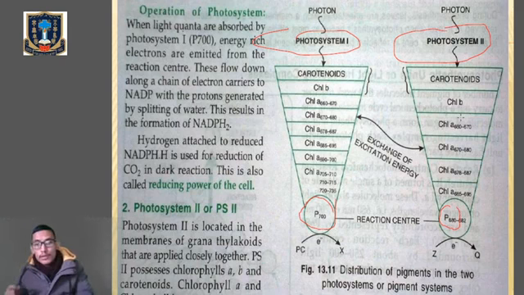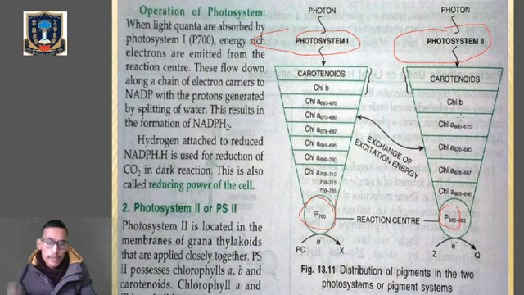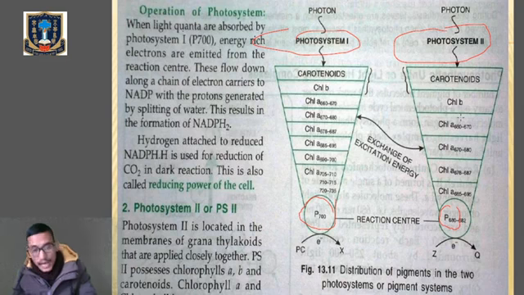Now why is it called P700? Because it absorbs light of wavelength how many nanometers? 700 nanometers. So PS1 has the reaction center of chlorophyll A molecules and it is called P700 because it will absorb light having a wavelength of 700 nanometers.